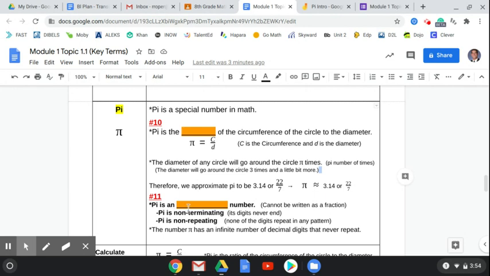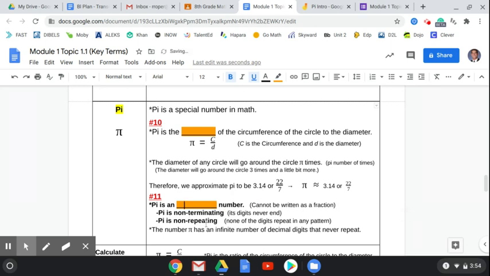Number 11, pi is what we call an irrational number. Irrational number. So that means it cannot be written as a fraction. Now, I just said that we sometimes approximate it to be 22/7, and so that is an approximation. That is not what it's actually equal to. That is approximately what it's equal to. So that's why it cannot be written as a fraction.